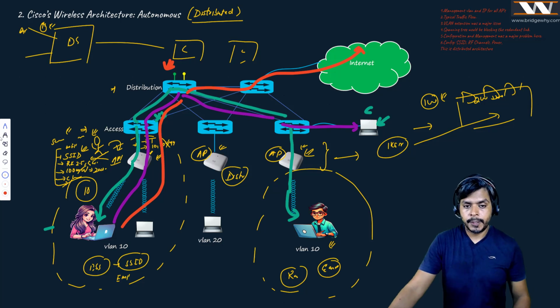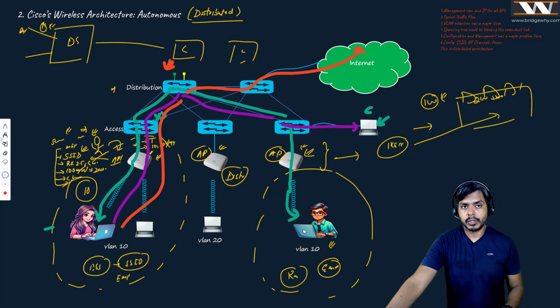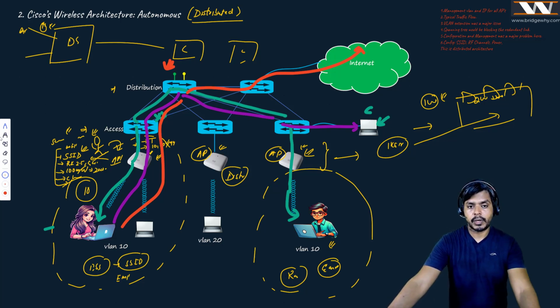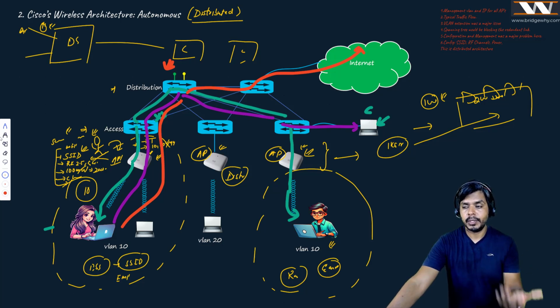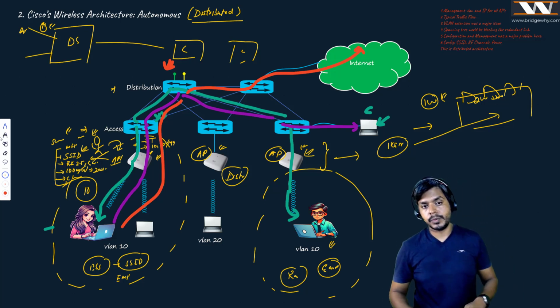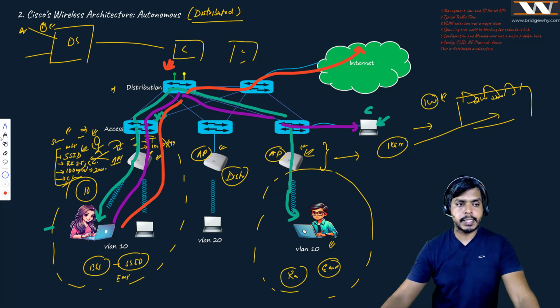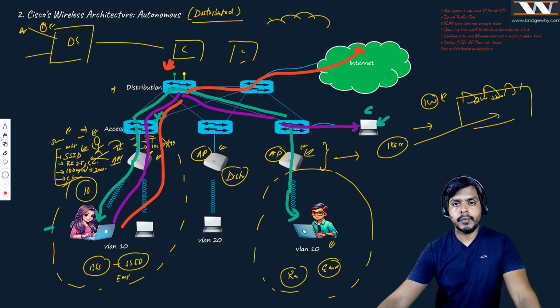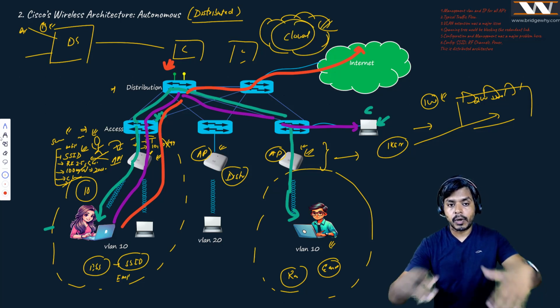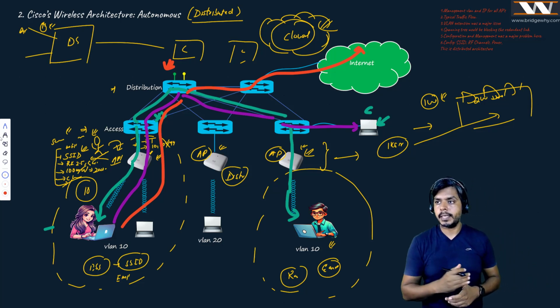And if you want to do the manual configuration, the autonomous, distributed configuration everywhere, it is going to be a nightmare for you, right? It's a problem. The main problem is the configuration and management, because you need to repeat a lot of things. And that is where Cisco thought it is going to be great if we have somebody which can sit somewhere in the cloud, right, and can manage all of my APs from one place.